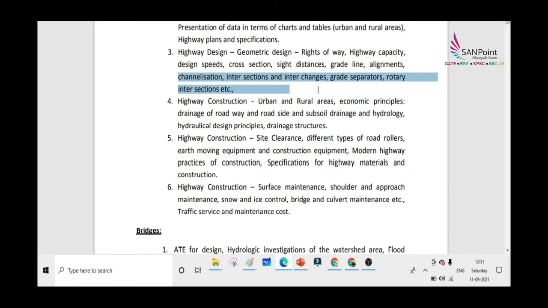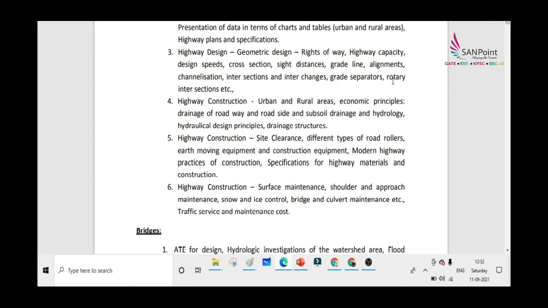Before preparing for any of the competitive exams. So if you look at all of this, it does not come under geometric design actually. All this comes in traffic engineering, grade separator, rotary intersection, etc. So that means they can ask questions even from some part of traffic surveys, like speed survey, volume survey. There are chances they will ask you on those too.